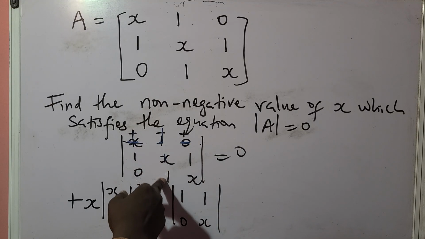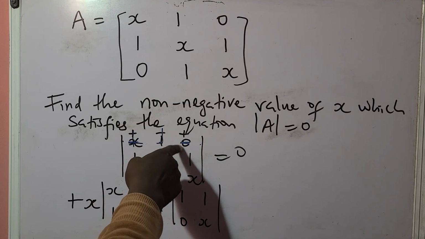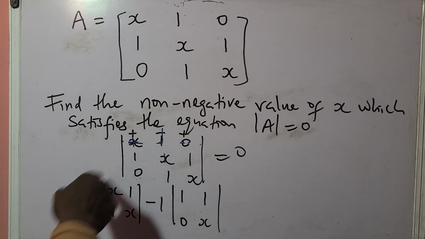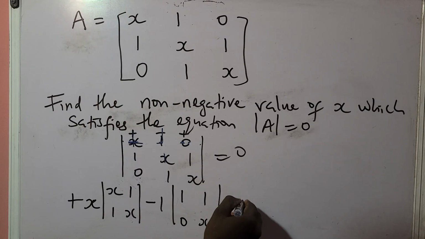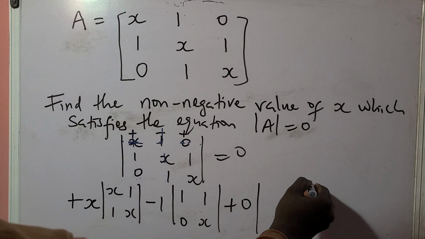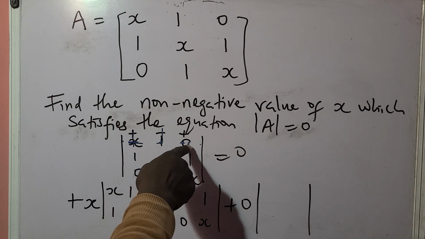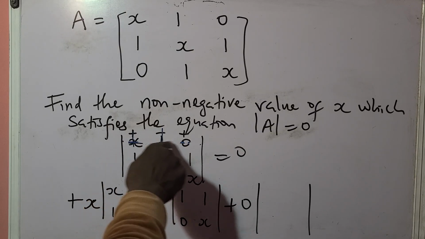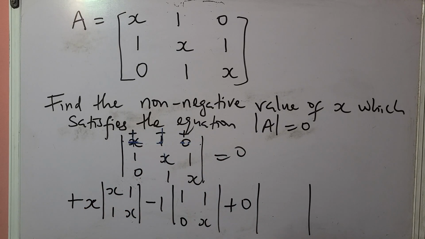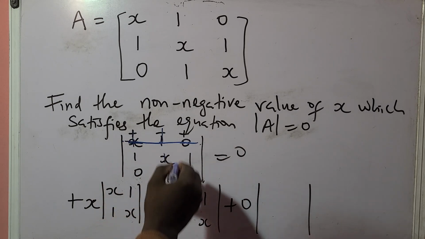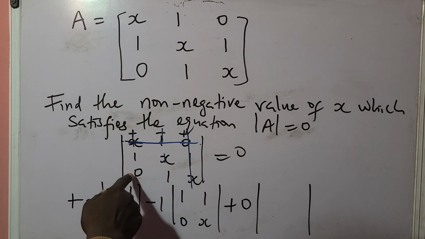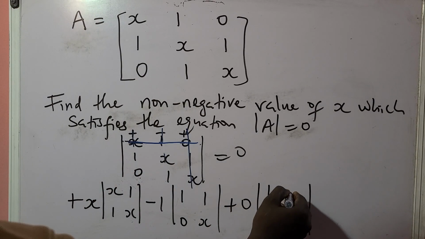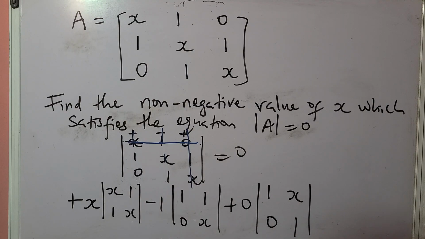So you do the last one, which will be plus 0. We've done plus x, we've done minus 1, and now we do plus 0, and you also bring out the determinant braces. In this case, this 0 lies still in row 1 but column 3. So you cancel out row 1 and column 3, and you'll be left with 1 x, 0 1. I really believe you should be able to follow through on what we have done.